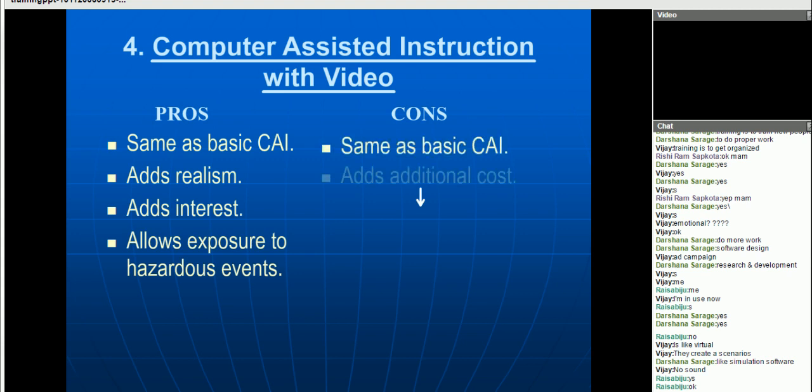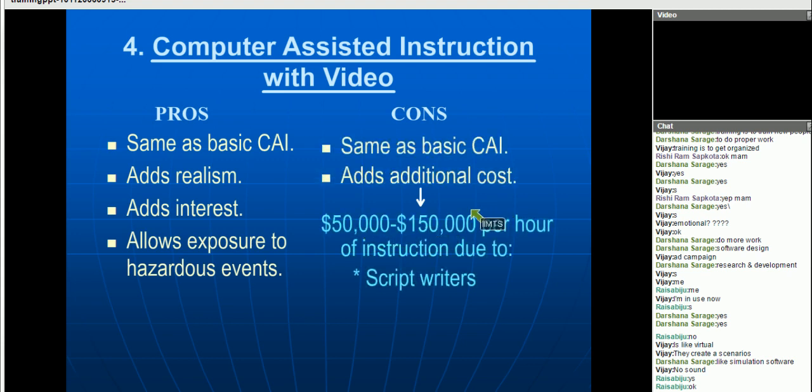Now with video, almost the same thing is there, and the additional cost is there. Even more expensive it is. If it's like video, you must have seen that there is narration of the video. So whoever is narrating the video, they charge their fees, and then the script writers, those who write the instructions, they also take their charge. So it's a costly affair. It's computer assisted instruction.